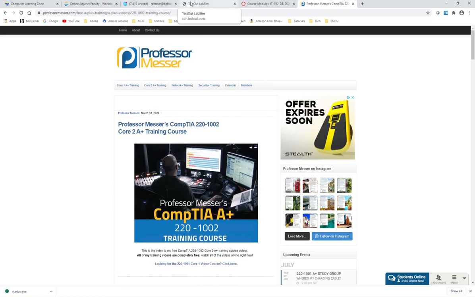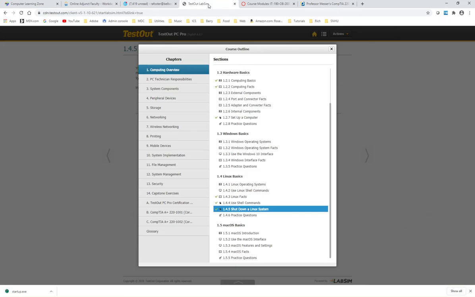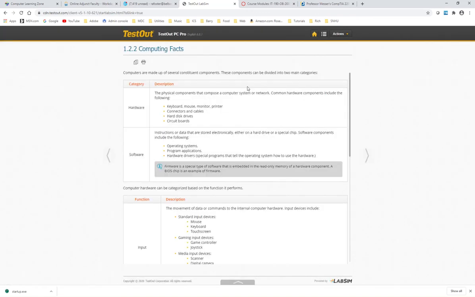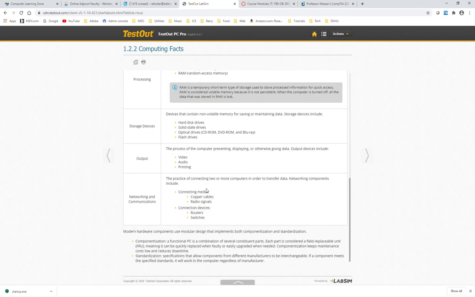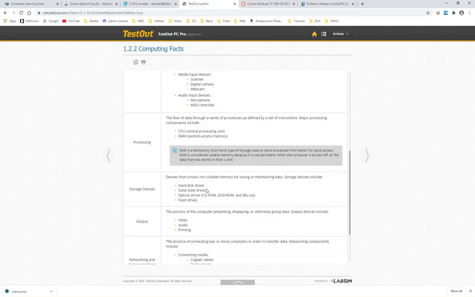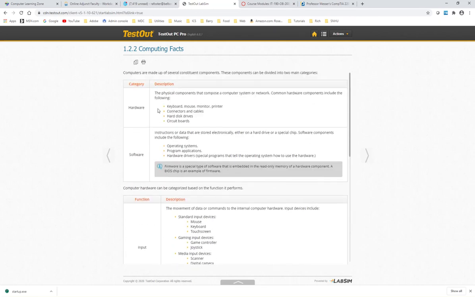Going back to Test Out, if you want to take the exams with a little bit of assistance, then I strongly recommend that you take the facts, because a lot of the questions are on the facts. It's hard to memorize every single thing that's going on in here. And you can copy or you can print these facts out. I highly recommend that.